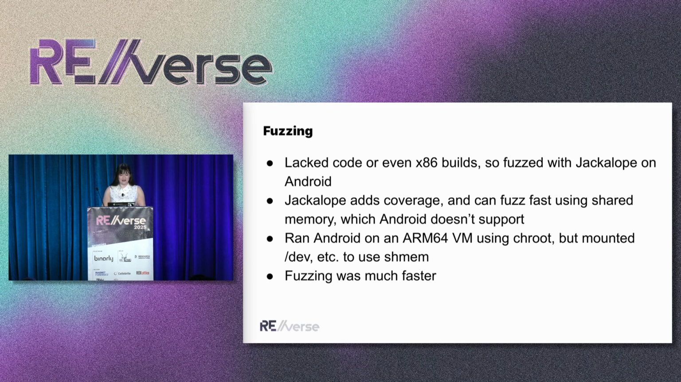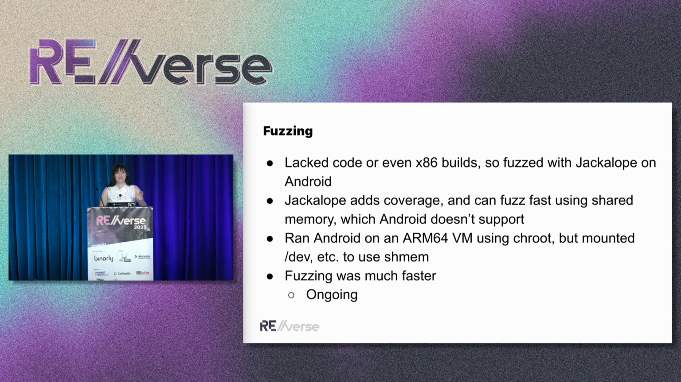And then I made a change to Jackalope so that, so Android doesn't have shared memory, but Linux does. So I mapped in the shared memory from Linux and then changed Jackalope so it could use it. So this made fuzzing super fast so that I could use shared memory to share test cases and basically fuzz back and forth very fast. So this was nice, and this is still ongoing.